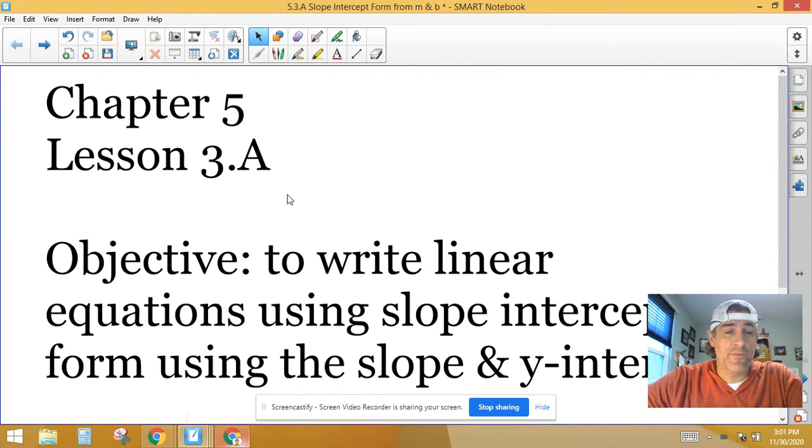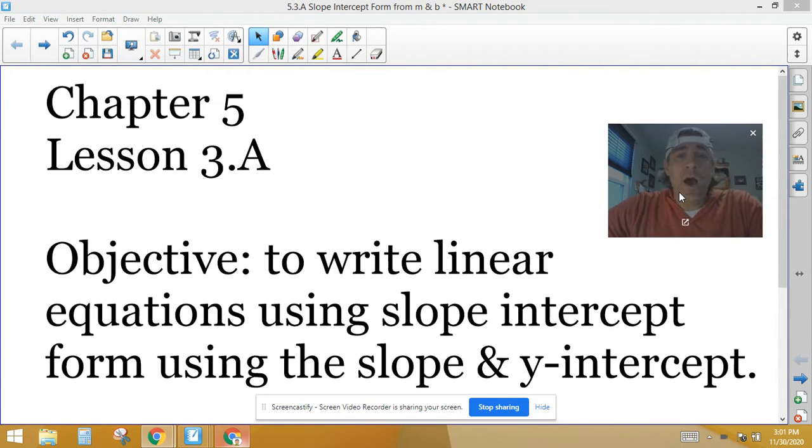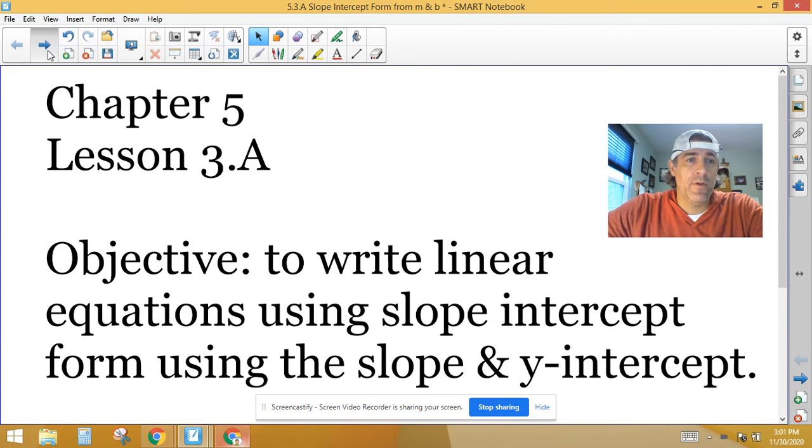We're on chapter 5, lesson 3A. We did skip all of 5.2, so that's where we're jumping right to lesson 3A. And we'll have 3 lessons of section 3 again, chunked nice and small. The objective of this lesson: we're going to write linear equations using slope-intercept form, specifically just using the slope and the y-intercept.